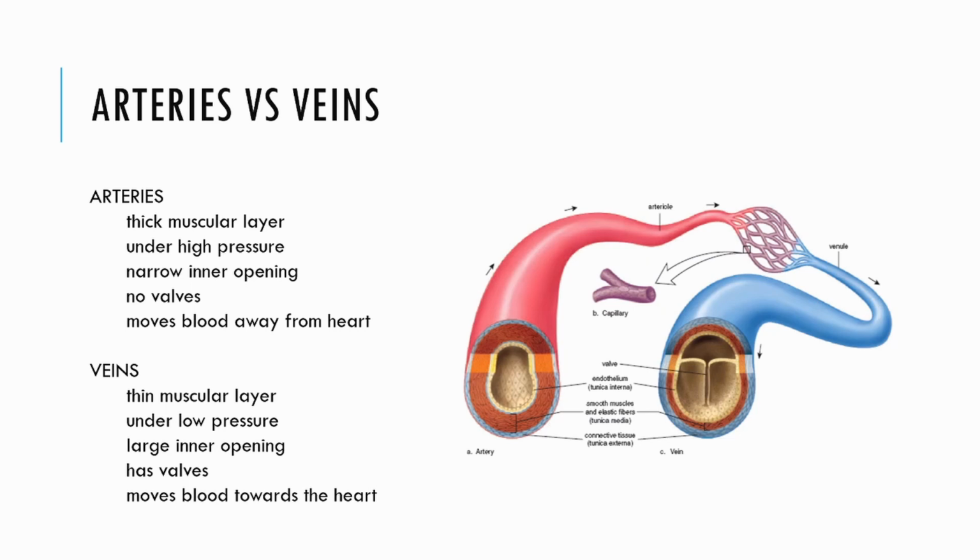Know the similarities, like they both are going to move blood around, they both have muscle, they both have an internal layer of endothelium, they both have connective tissue surrounding them, but also know these differences in terms of how much of a muscular layer they have, what kind of pressure they are under, do they have valves or not, what direction are they pushing blood, and what does that opening look like.